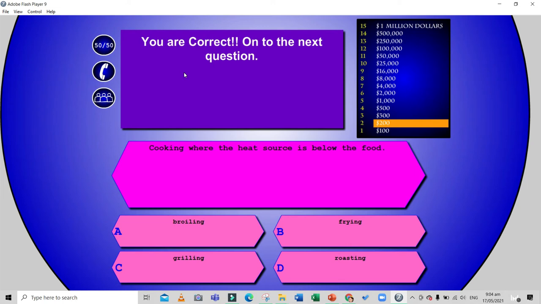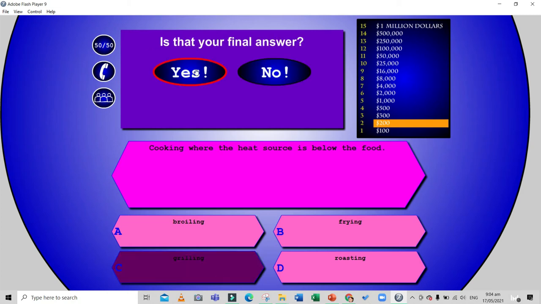For number two question, for $200, cooking where the heat source is below the food. Is it A. Broiling, B. Frying, C. Grilling, D. Roasting? And the answer is C. Grilling.